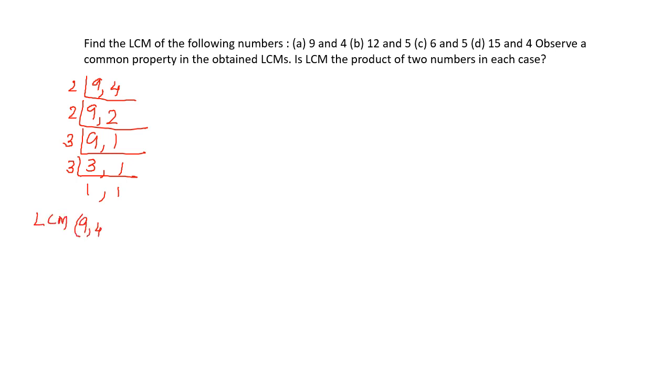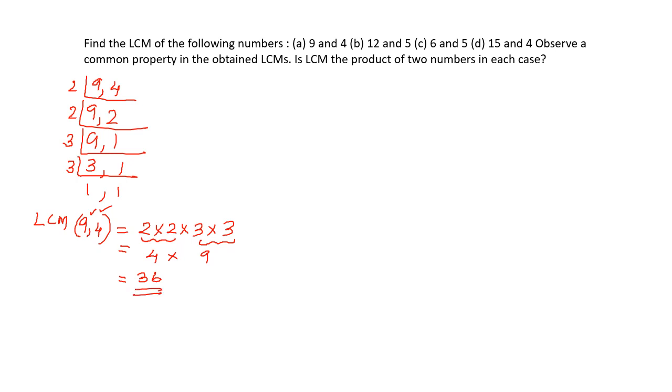So LCM of 9, 4 is equal to 2 into 2 into 3 into 3. What is that coming? 2 into 2 is what? 4. Into 3 into 3 is what? 9. Same thing, 9 and 4 is the question. We are getting 4 into 9, that is equal to 36.